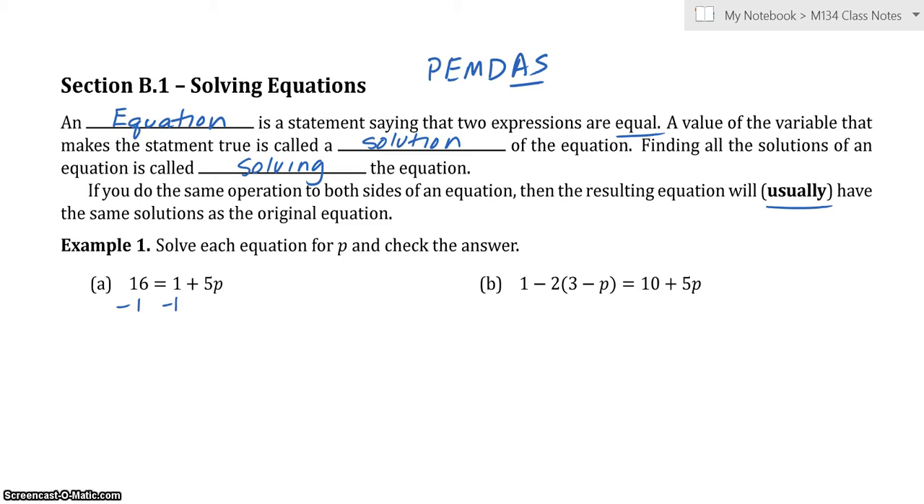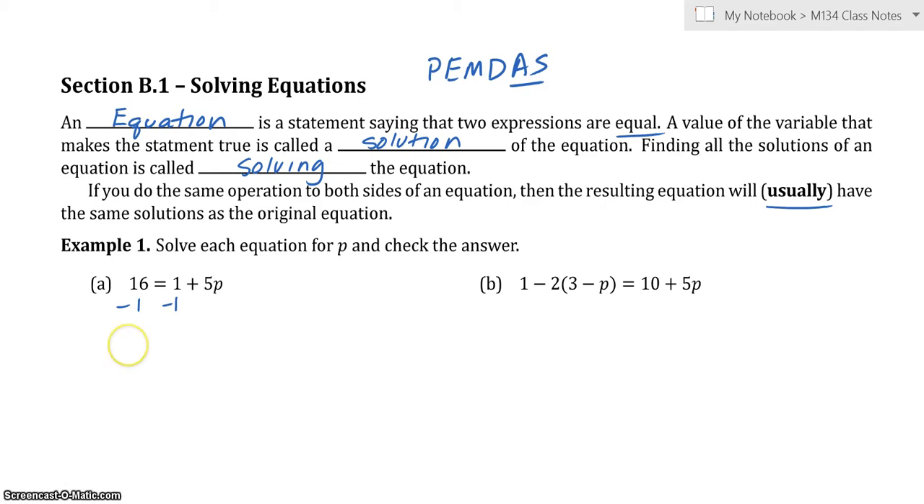What I like to say is, in the morning, I'm going to put on my socks and then put on my shoes. Now, I'm not going to take off my socks first. When you go backwards, which is solving, finding the original, I've got to take off my shoes first. I've got to do it in the opposite order. Then the socks. Okay, so that's why we're going to subtract 1 first instead of dividing by 5.